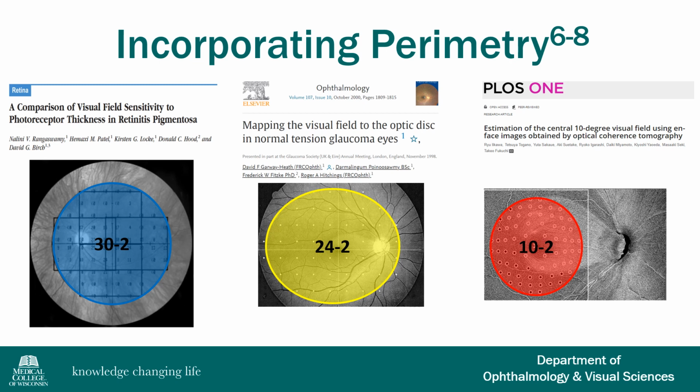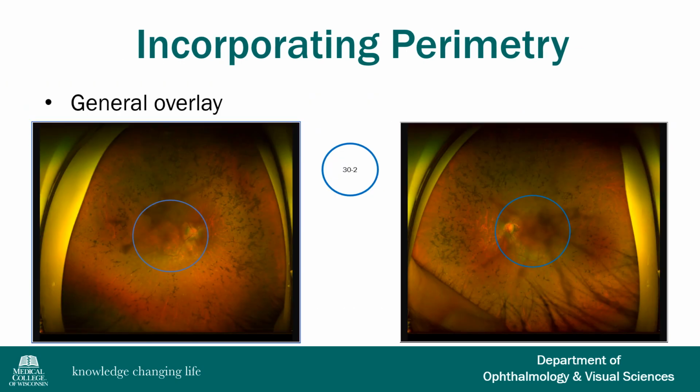Lastly, this study shows that a Humphrey visual field 10-2 encompasses an area entirely within the central macula and fovea. Incorporating these concepts into Optos images, we see that a 30-2 lies approximately within this area, a 24-2 within this one, and finally we add the 10-2.